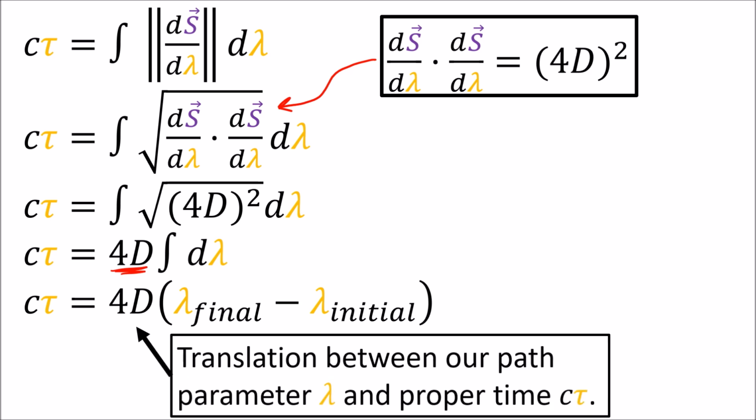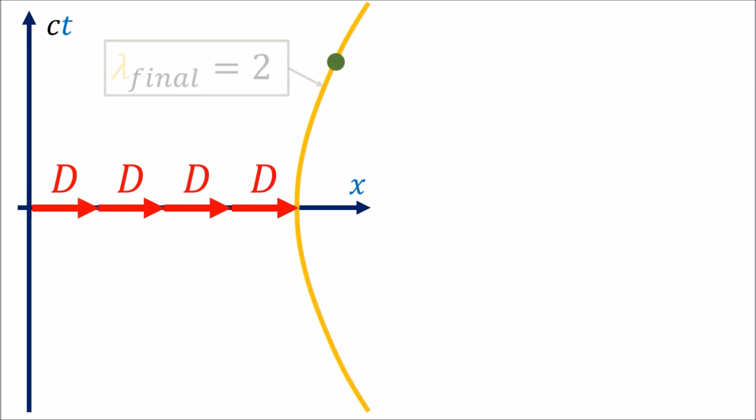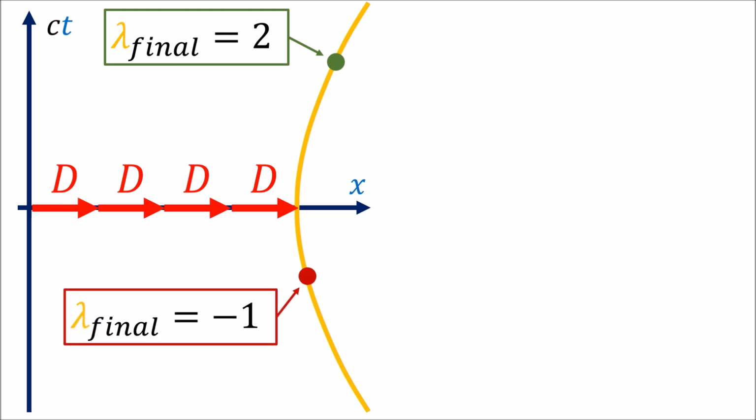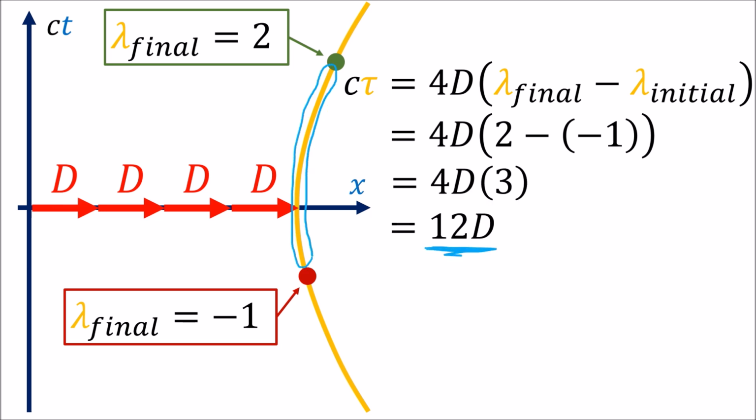This formula is basically a translation between our path parameter lambda and our proper time tau, or equivalently c times tau. It tells us how much proper time has passed on the curve between known values of lambda. For example, if the final value of lambda is positive 2 and the initial value of lambda is negative 1, plugging this into our formula, we get the total proper time c times tau along a segment of the curve is equal to 12d.